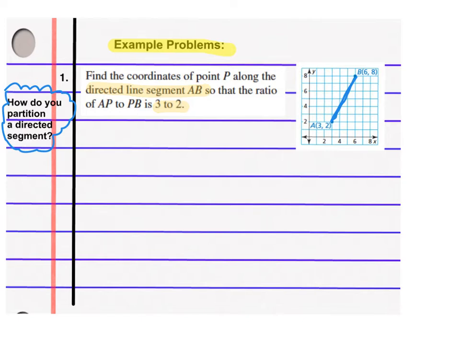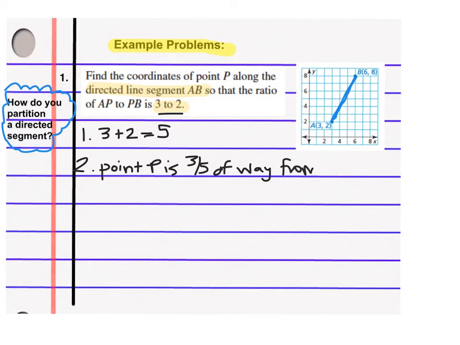My first step is just to think about how many parts I have. If you think about 3:2, that really means there's a total of 5 parts. We're going to partition this line segment into 5 parts. Then point P should be 3/5 of the way from A to B. Just estimating, it's probably going to be somewhere around there. I don't know exactly. 3/5 is about 60%.